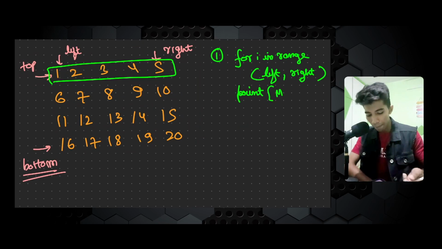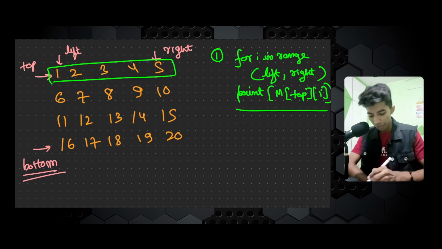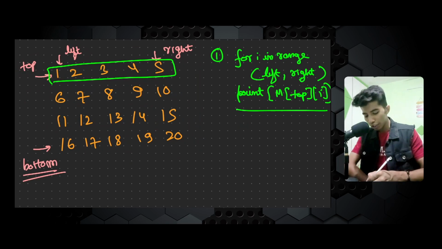Let me take this as an M matrix, M of top, where the top is constant over here. So how will I write it? Simple. This will help me to print this particular row. After this, I will shift my top pointer down.